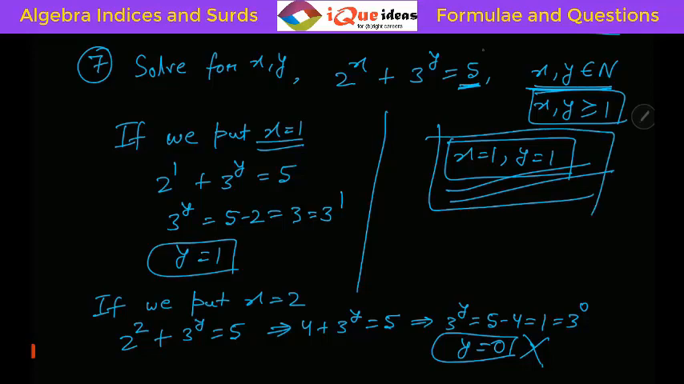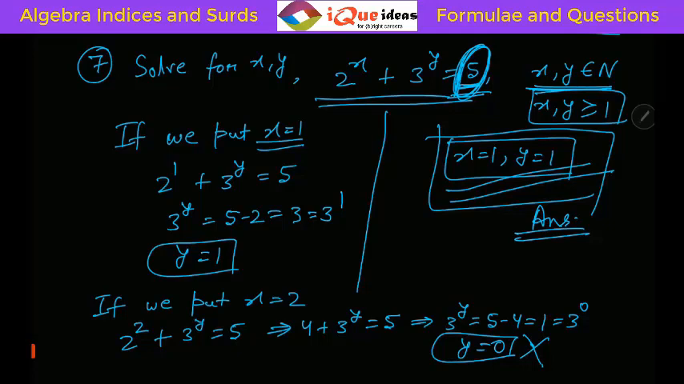Please understand that this question will be asked only for a small value like 5. For larger values, we will have many possibilities, so we need one more equation. This question was meant to be solved like this only because the values are small. You can directly put values and check which one satisfies. So the answer of this question is x is equal to 1 and y is equal to 1.